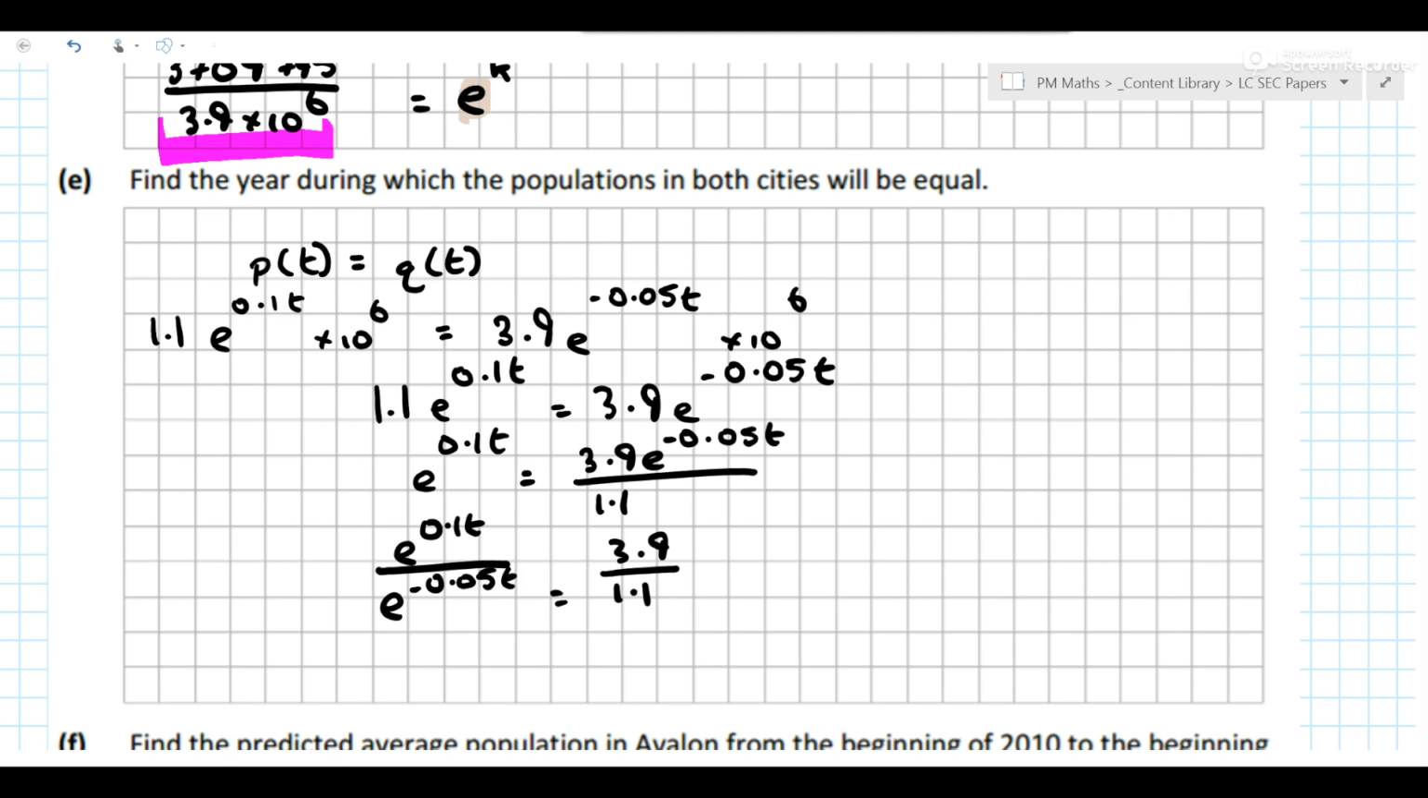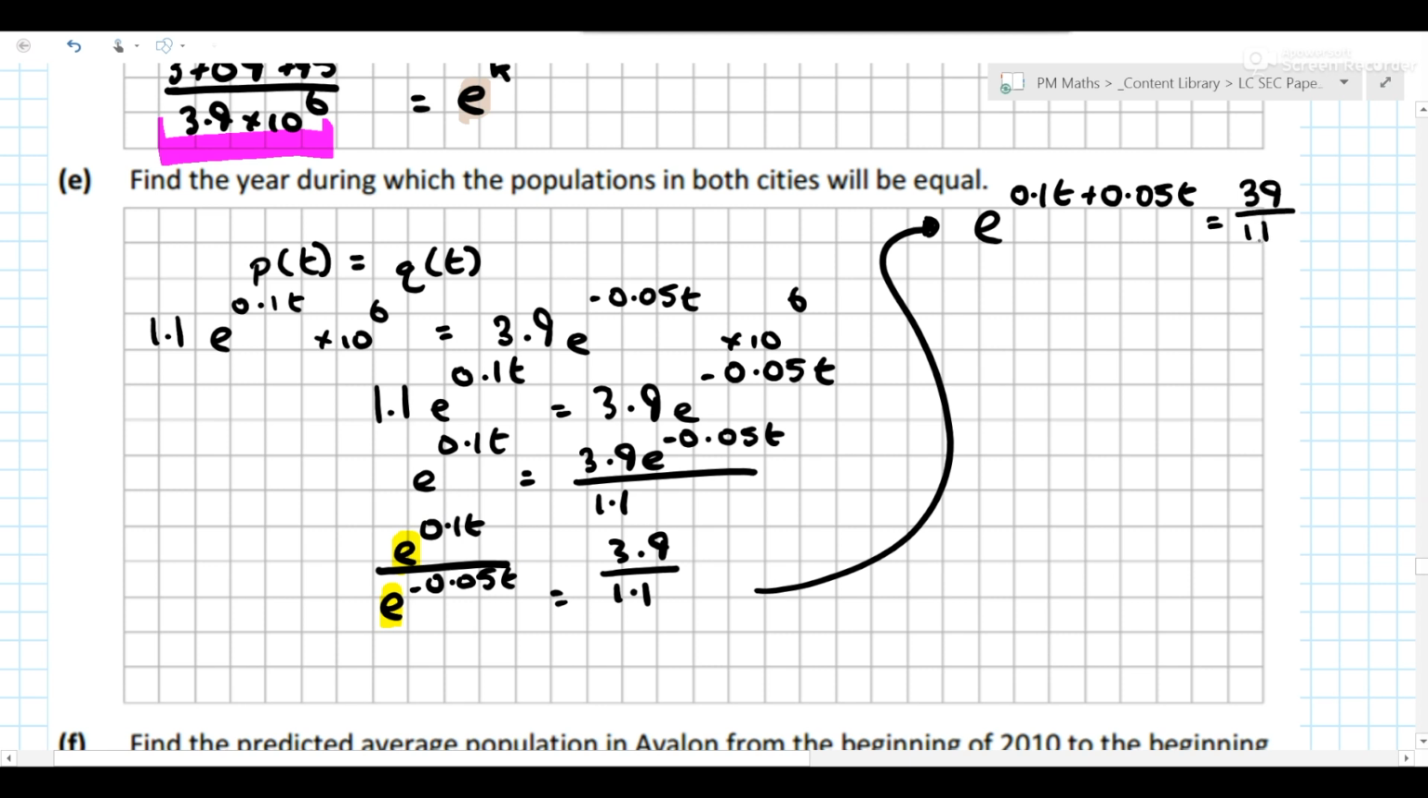Now this section, if you go to your log tables, page 21, and look at the second rule of indices, the bases are the same here, and it's division. So we can actually subtract, I'm just going to bring this up here, the powers. So we'll have e to the 0.1 t minus, so it'll be a plus 0.05 t is equal to 39 over 11, which is the same as 3.9 over 1.1. This will be e to the 0.15 t is equal to 3.9 over 1.1.